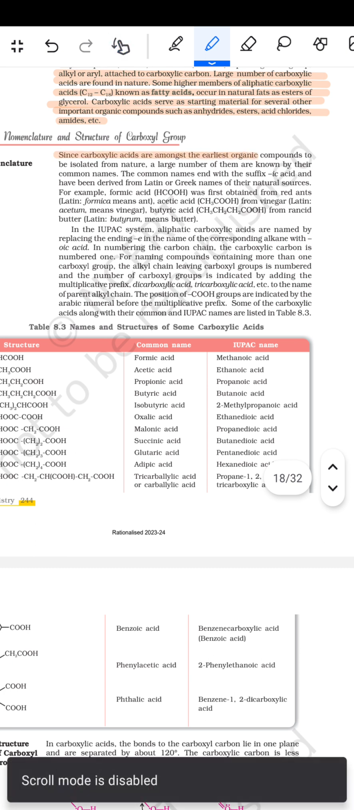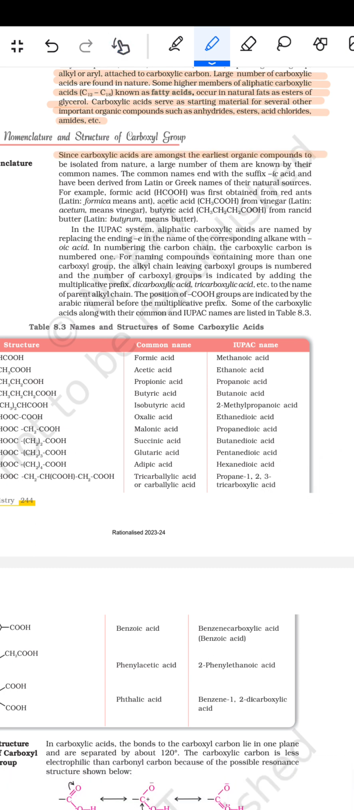Since the carboxylic acids are amongst the earliest organic compounds to be isolated from the nature, a large number of them are known by their common names. The common names end with the suffix "ic" acid and have been derived from the Latin or the Greek names of their natural sources. For example, formic acid HCOOH was first obtained from the red ants, Latin formica means ant. Acetic acid CH3COOH from the vinegar, Latin acetum means vinegar. Butyric acid CH3CH2CH2COOH from the rancid butter, Latin butyrum means the butter.